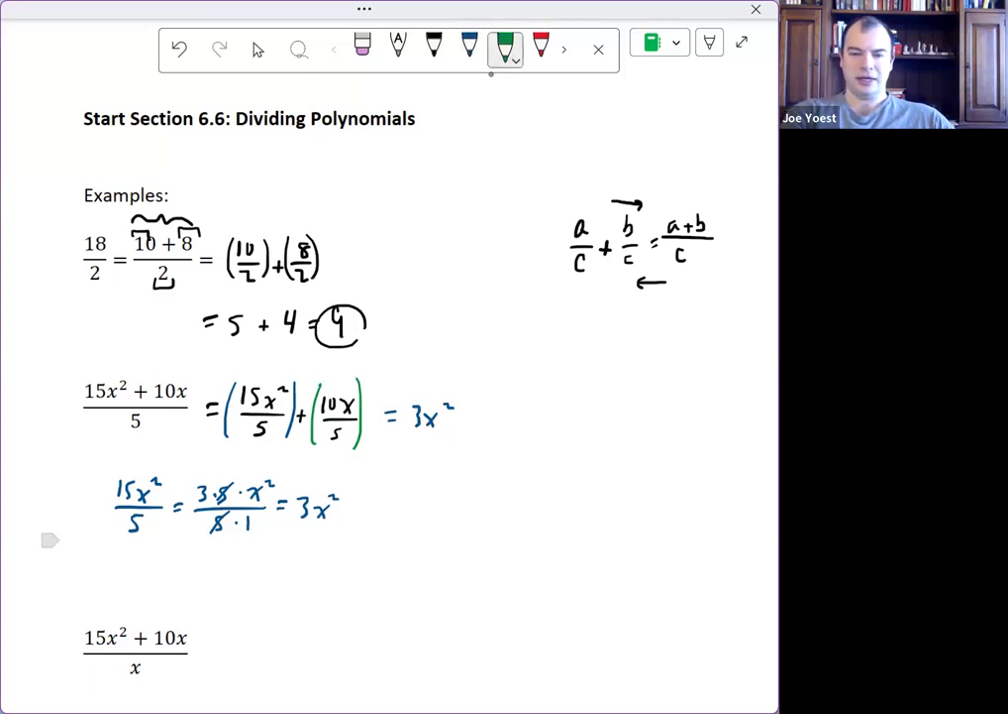And now we need to deal with the 10x over 5. So 10x divided by 5, well, that 10 I could write as 5 times 2. I still have a factor of x in the numerator and 5 in the bottom. And again, if I really wanted to, I could write this as 5 times 1 in the bottom. And I can divide out a factor of 5, leaving me with 2x over 1, or just 2x.